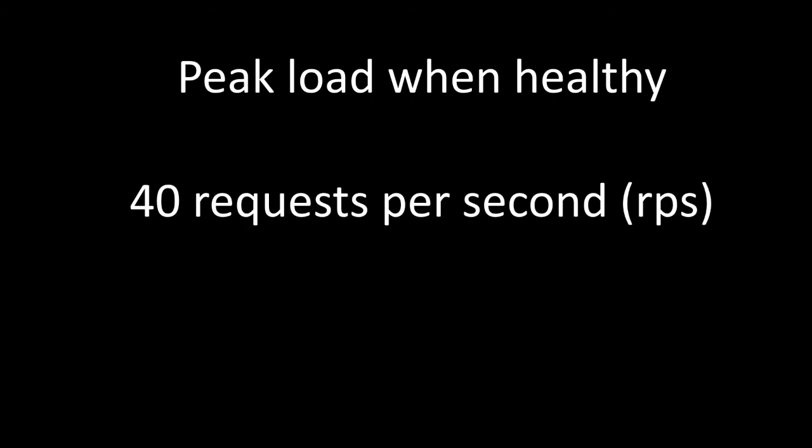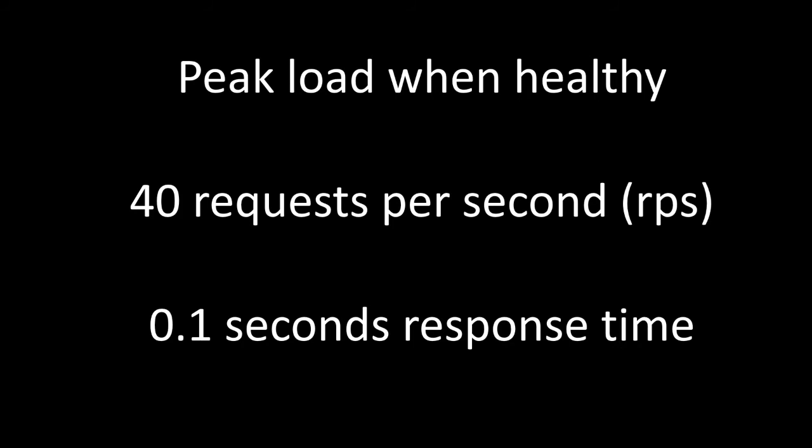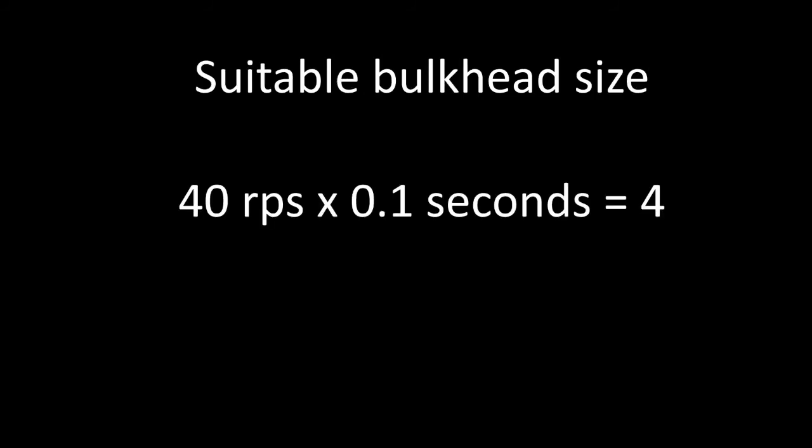One way we can reason about bulkhead sizes is to look at the peak load when healthy. So let's assume that we have a service that we're calling at 40 requests per second, and this service replies with a 0.1 seconds response time. Then one way to set a suitable bulkhead size would be to multiply these two values, the requests per second with the response time. So if we had a constant load with these parameters, we would manage with a bulkhead size of 4.